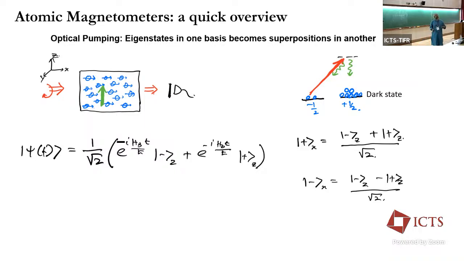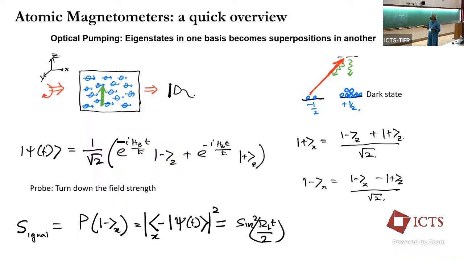And now you can ask back, this is the bright state, as in this is the state that actually interacts with the optical field. So what happens to the probability of occupation of that state? And interestingly, you just calculate the overlap, and you see that if that is your signal somehow, if that is what the optical field is coupling to, there's an oscillation.